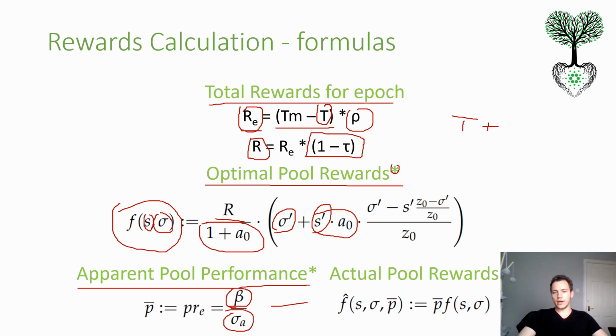And then the final rewards formula is a function of both the owner stake, the total pool stake, and the apparent performance, and it's just this optimal pools formula multiplied by the apparent performance.